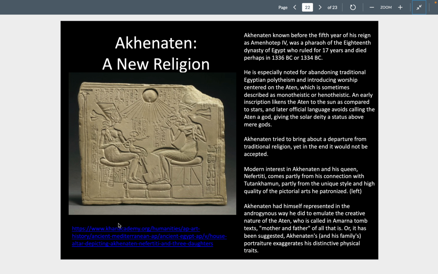So basically, the Old Kingdom is pretty stable. They are worshiping the same gods, they're keeping power intact, and then Akhenaten comes along, and he's ruling around 1300 BC, so this is over 1,000 years from the Great Pyramid, and he is abandoning the Egyptian polytheism, and he is worshiping Aten. And Aten, he is worshiping the sun itself.